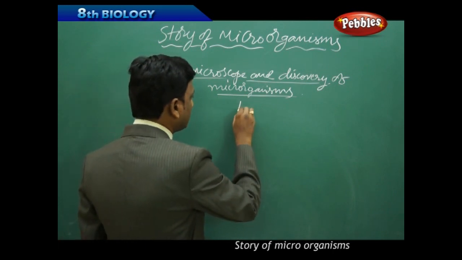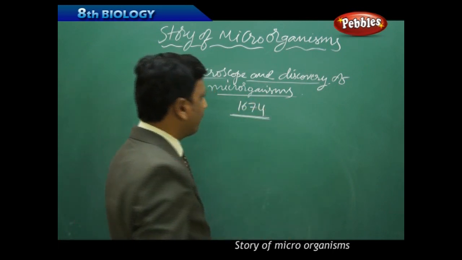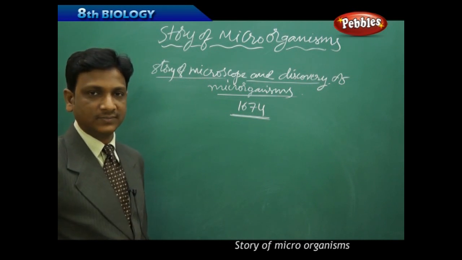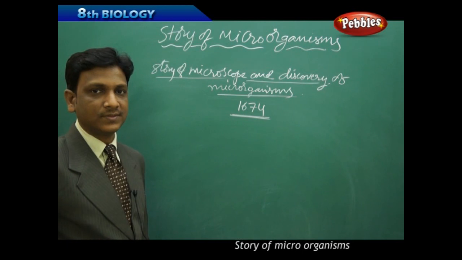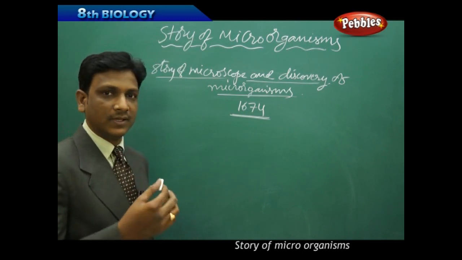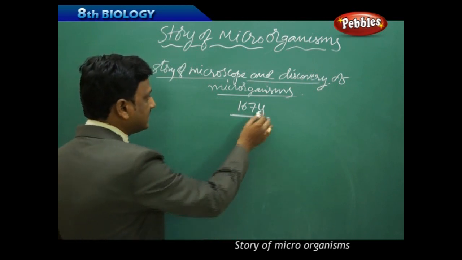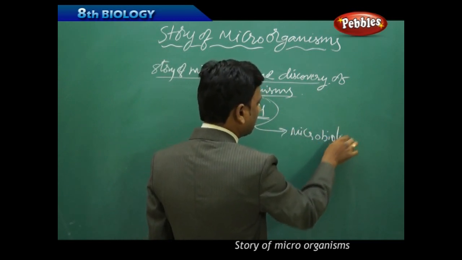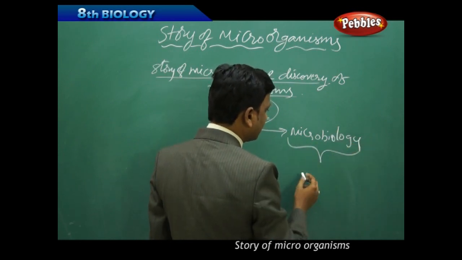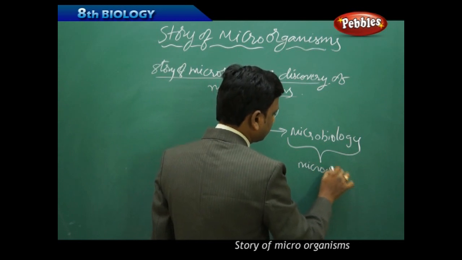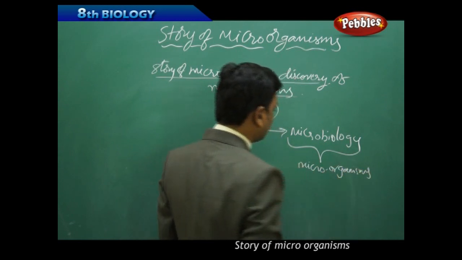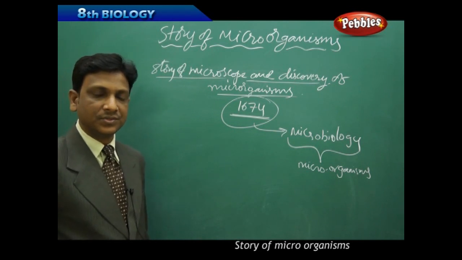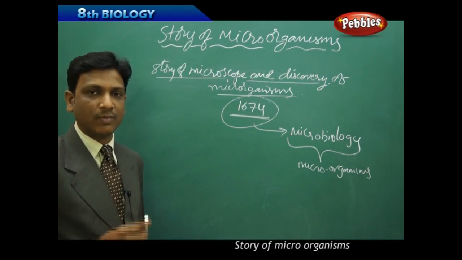So that was the year 1674 when Antony van Leeuwenhoek observed a drop of pond water with his handmade microscope. That is like a hand lens. He observed the drop of pond water and saw different things. We can say that was the beginning of microbiology. Microbiology is a science that deals with the study of microorganisms. So who began that study? Antony van Leeuwenhoek in the year 1674.